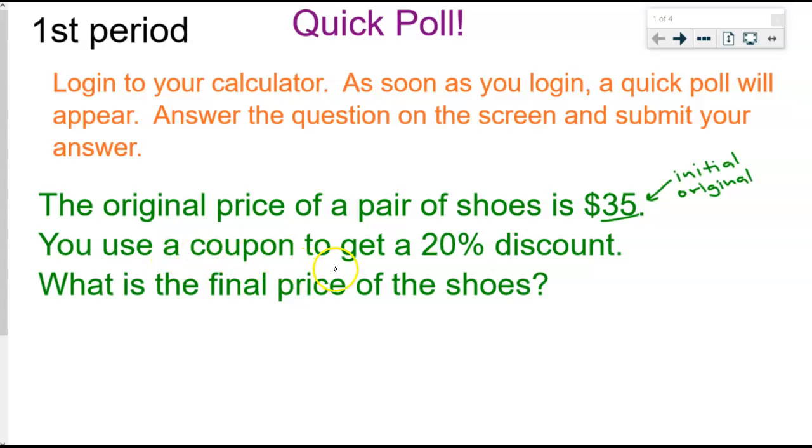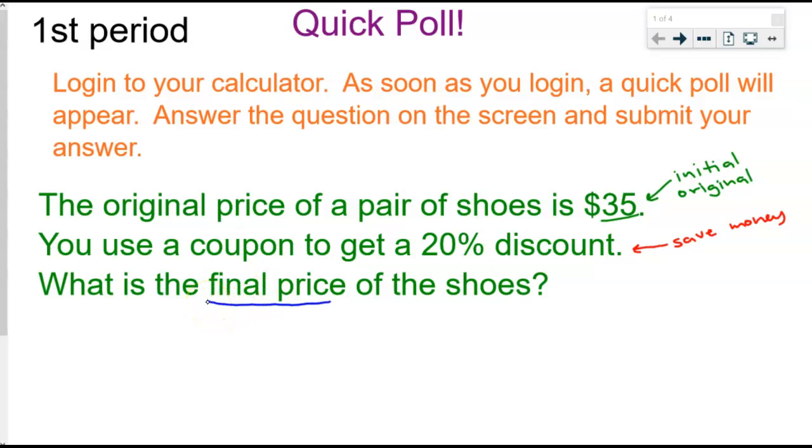But you use a coupon and you get a 20% discount. So we know that we're going to be saving some money. This is a discount. It's how much we're going to save. I'm going to know what to do with that here in just a second. Pay attention to what the question is asking. What is the final price of the shoes? It is not asking what is the discount or how much are we going to save. It's asking for the final price.